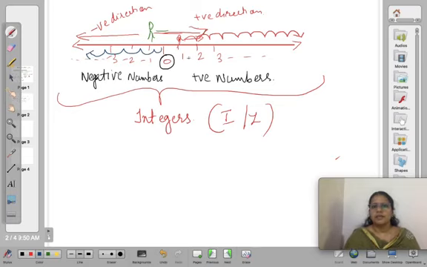From this you can find 1 is less than 2 because 2 is on the right side of the number line. But -1 is greater than -2. Here also you can see -1 is on the right side of -2.